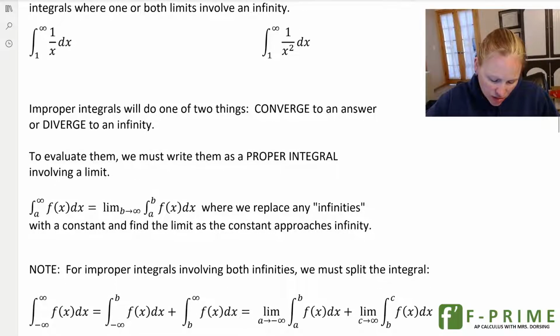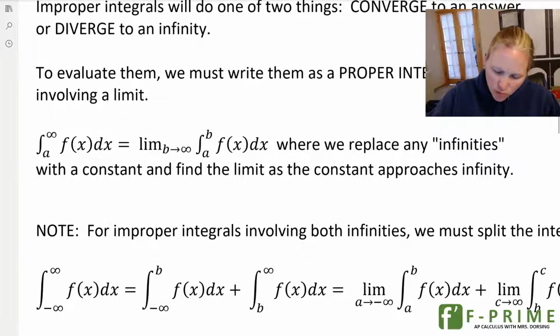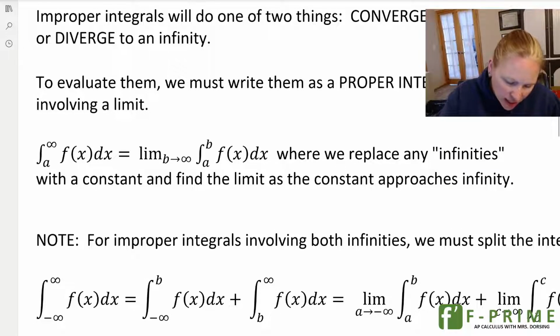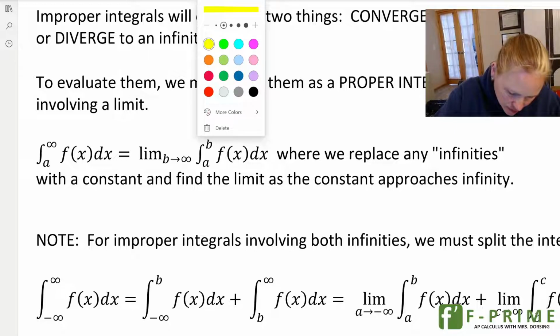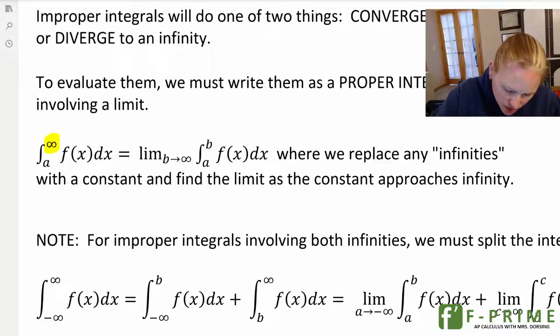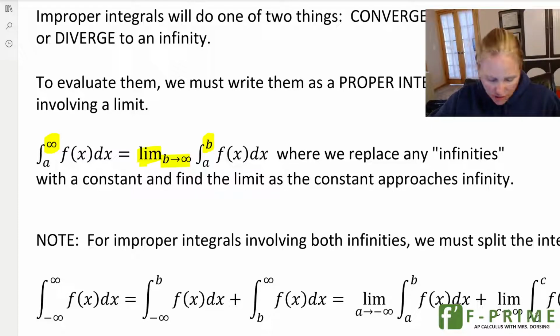And so you can see here that when I have an integral where one of my limits is an infinity, then what I do is I say I'm going to replace that infinity with a b or some sort of constant, some other variable, and then I rewrite it as the limit as b is approaching infinity. So essentially I'm rewriting that limit of integration as a limit as that value approaches infinity.